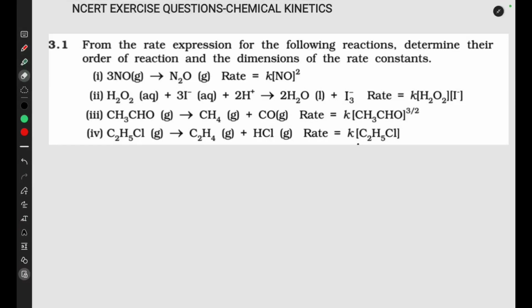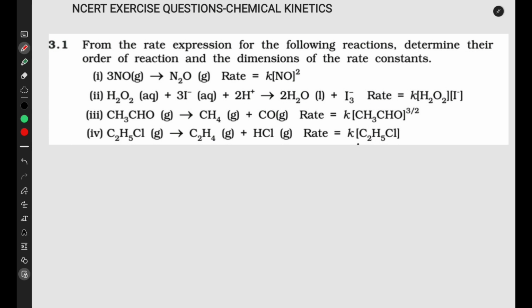These are NCERT exercise questions from the lesson Chemical Kinetics. From the rate expression for the following reactions, determine their order of reaction and dimensions of rate constant. 3NO gives N2O. Rate is equal to K into concentration of NO raised to 2.